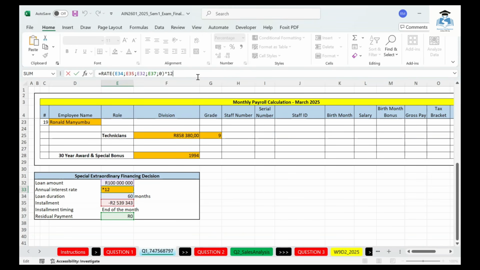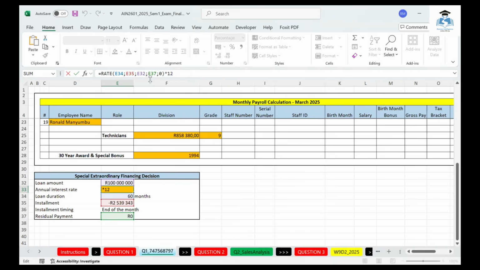Oh, okay. Outside the brackets. Yes, outside the bracket. Not like the E35 multiplied by 12. We just do it outside the brackets. You don't do it inside the brackets. If you do it inside the brackets, then your answer will be wrong.